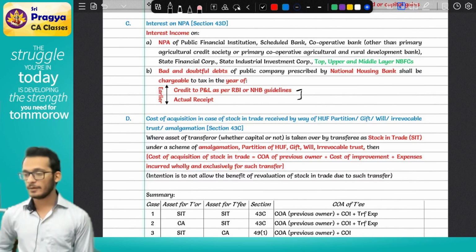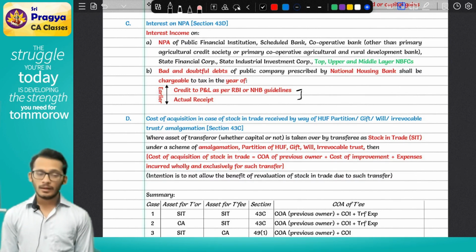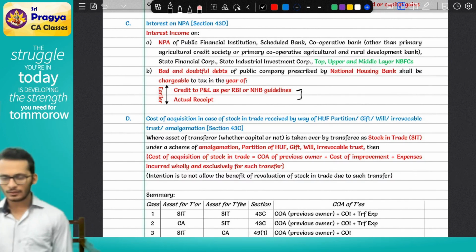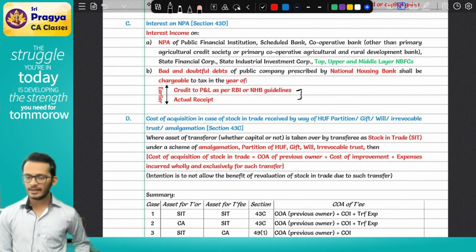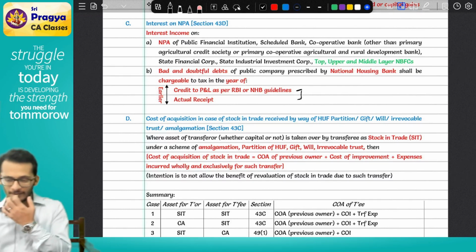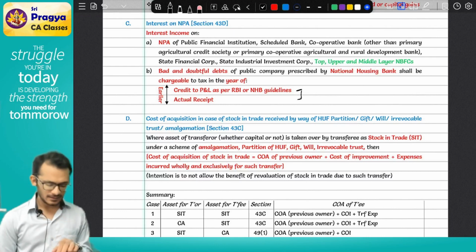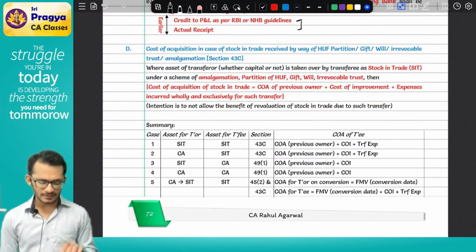Any other performing asset, you will recognize it on actual accrual also. This is just a benefit given to banking and NBFC regulations. Yes. And the last item they are coming and saying, in case there is any kind of business reorganization happening.